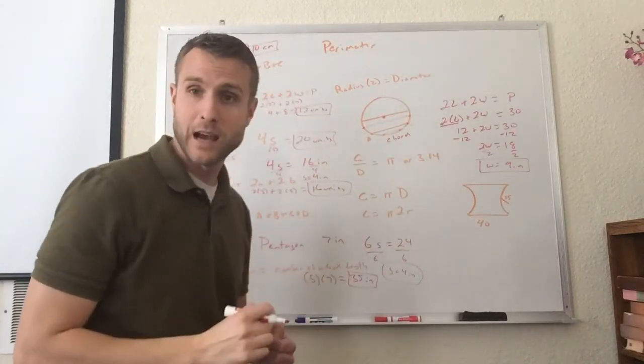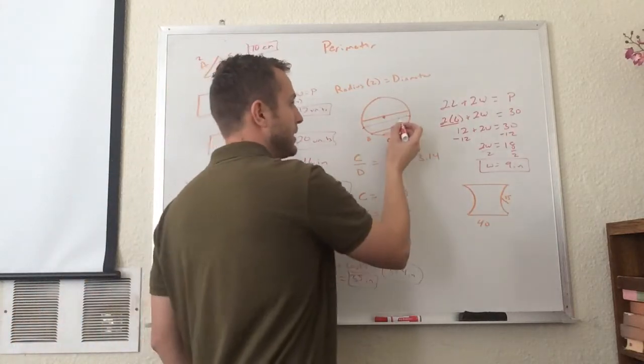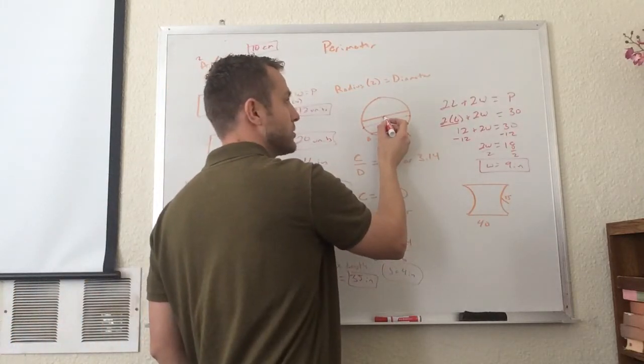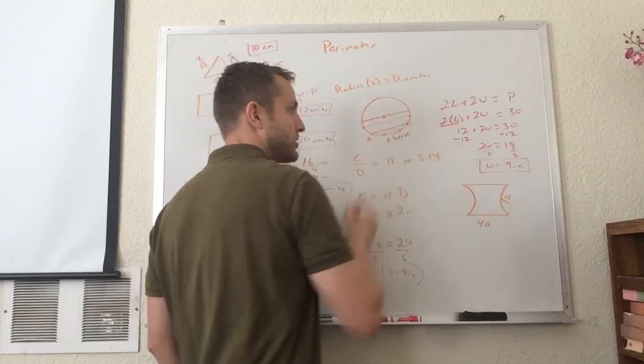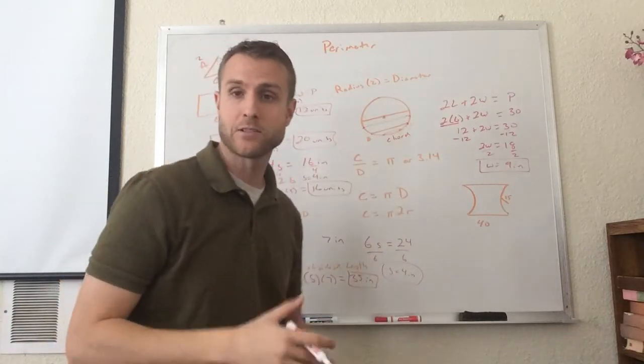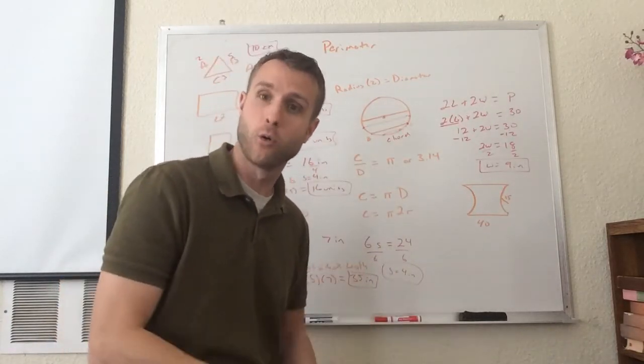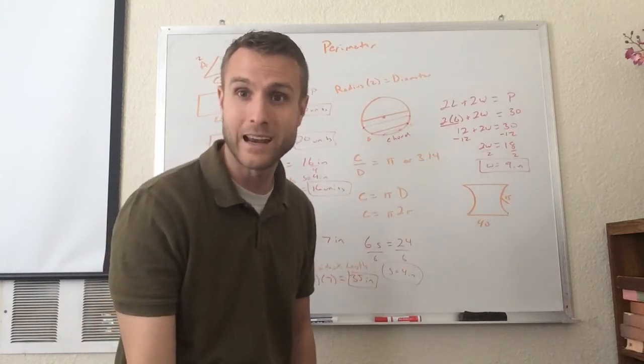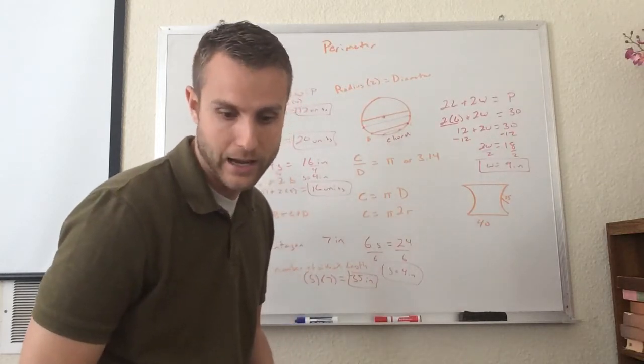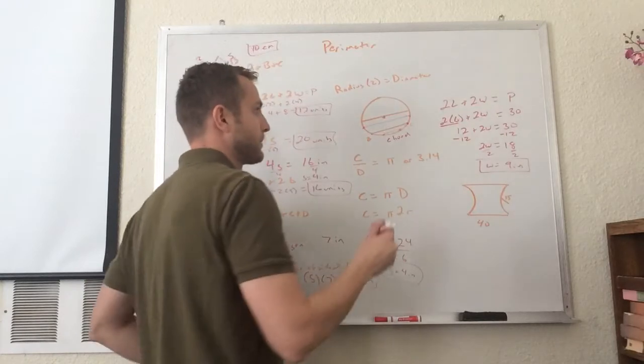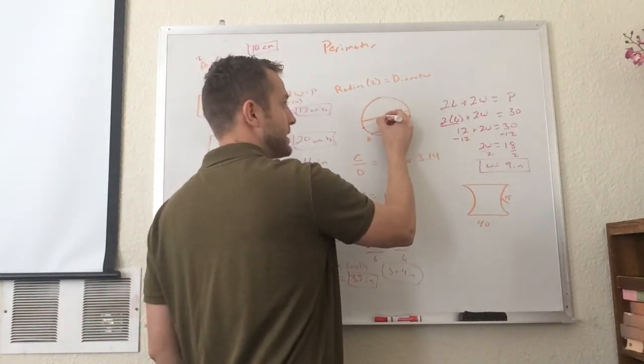But there is a special type of chord called a diameter. A diameter is when the chord goes through the center. If the chord goes through the center, it is a diameter. So every diameter is a chord. Every diameter is a type of chord. So then every diameter would be the same length. So if the chord goes through the center, it's a diameter.